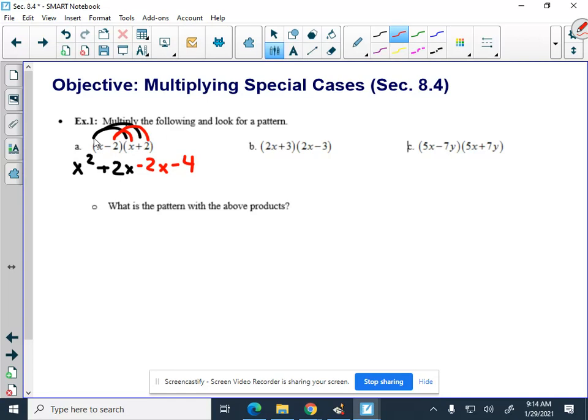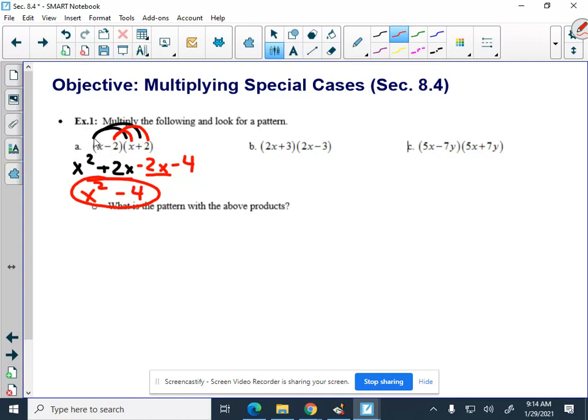Now, after we multiply, we always look for like terms. There are some like terms. And 2x minus 2x would make what? 0x. So what we get here is x squared minus 4, but there's no x. We don't put 0 down. Okay? So now we try the next one.